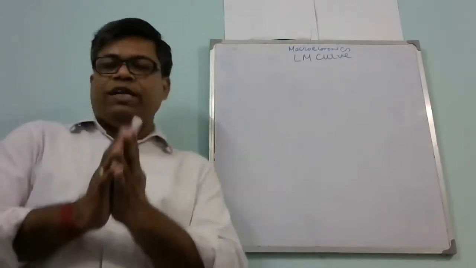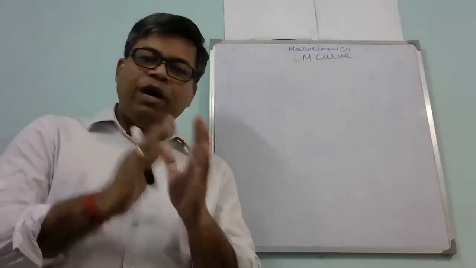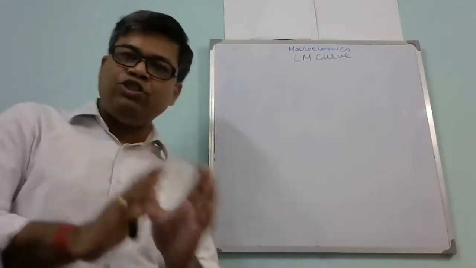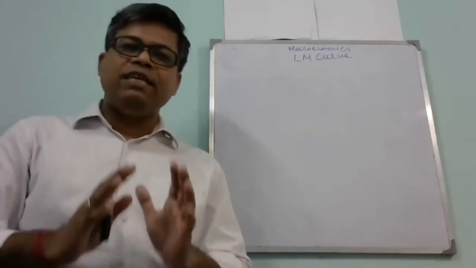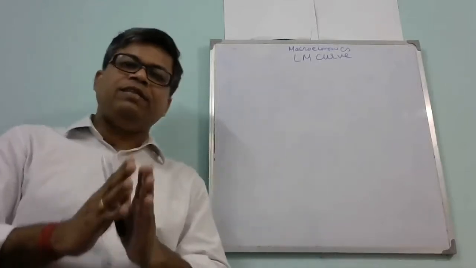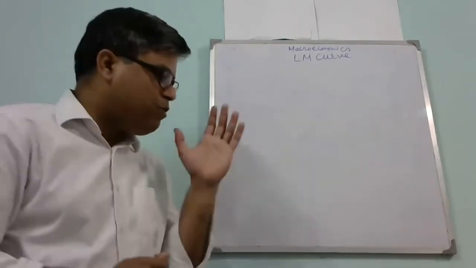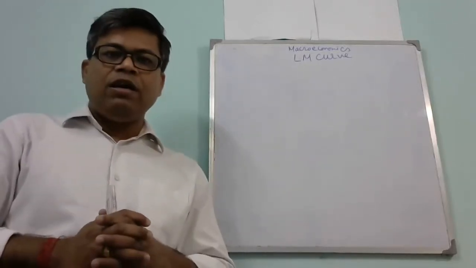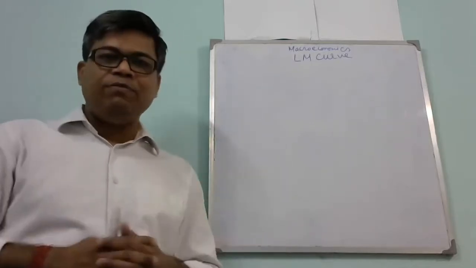So, the question may come in two different ways. One way is how to derive the LM curve, or the question may come in another way: explain the money market equilibrium. The LM curve is related to the money market equilibrium. So how to derive the LM curve will be discussed here, and this is a very important part. There are a lot of practical applications connected with the LM curve.